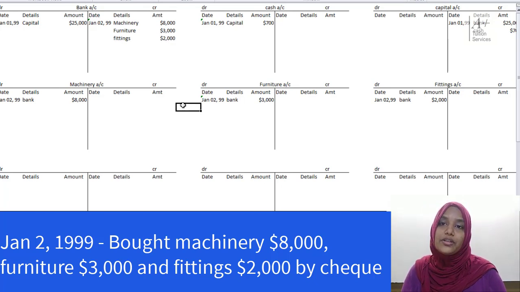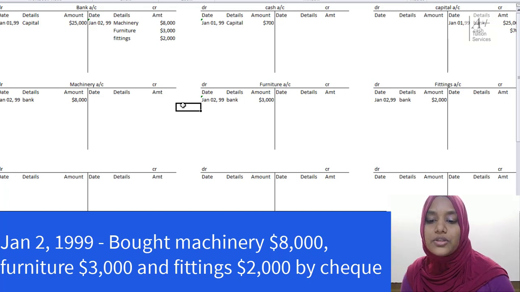Okay, so that takes us to the end of our second transaction, and in this transaction we bought machinery, furniture, and fittings by check. So basically we're using the bank account here, and the bank account is losing because we're taking money out of the bank via check to purchase the machinery, furniture, and fittings. Hence these are debited entries.